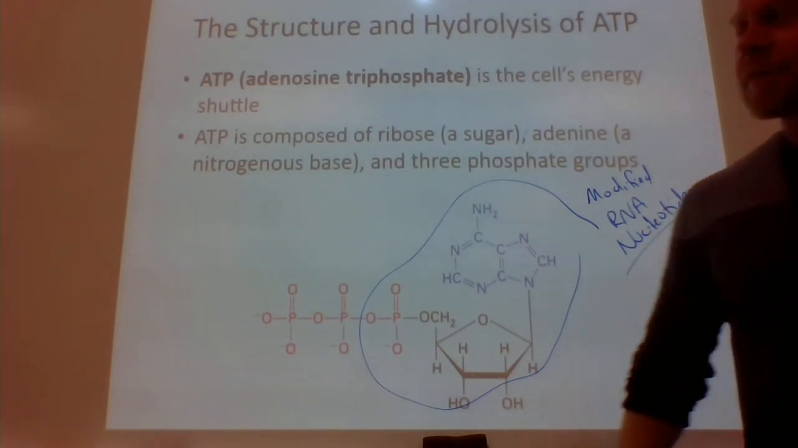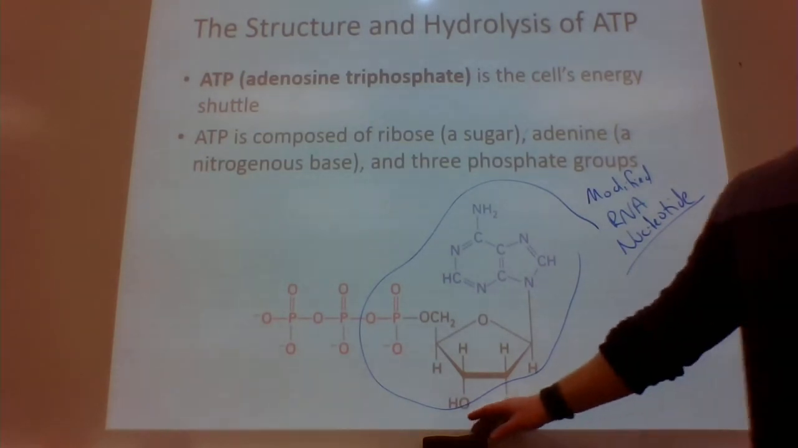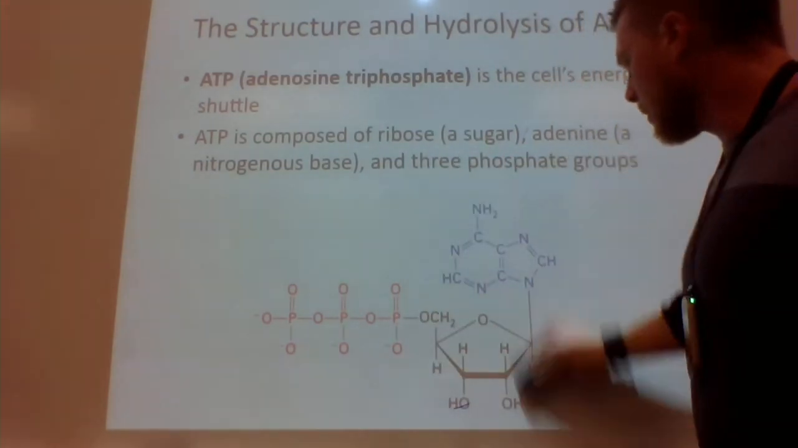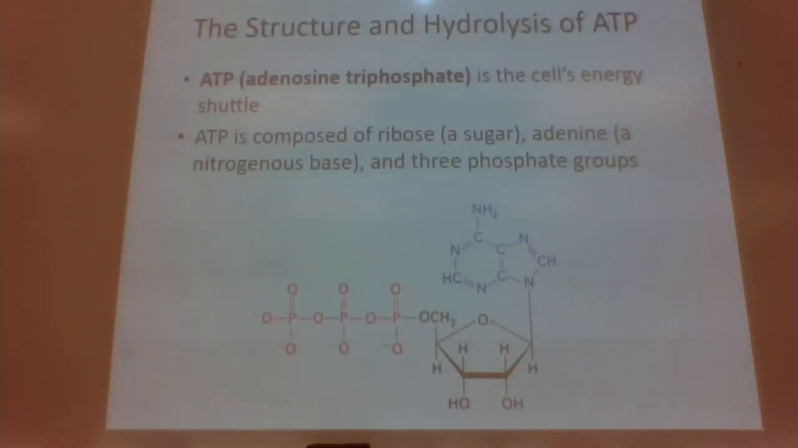It's a modified RNA nucleotide. Basically, it's a nucleotide that has an extra two what? Groups? Phosphate groups. Now, ATP is super rich in energy, right? And I want you to write something down and to think about this.